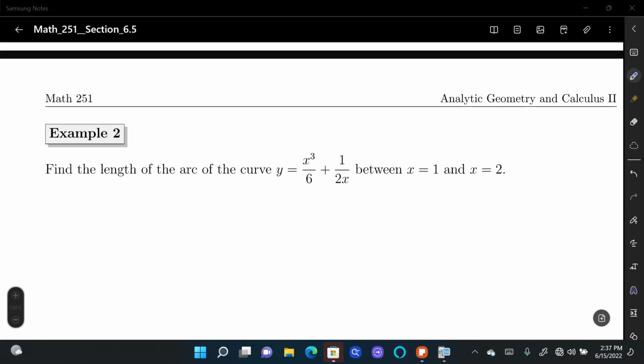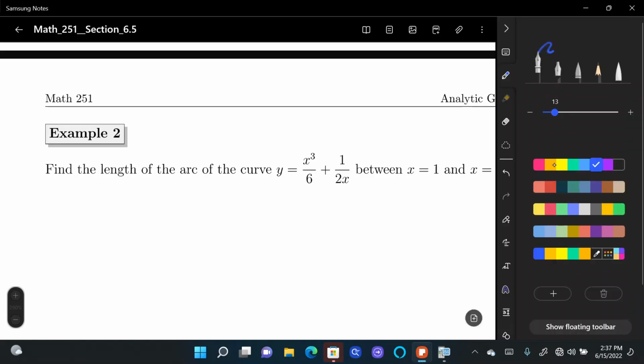Okay, so for this one, yes, this one is going to require a little bit of some deep algebra skills. All right, let's have a look at this one. So of course, to find the arc length given the function, we need its derivative. So let's go ahead and find the derivative.